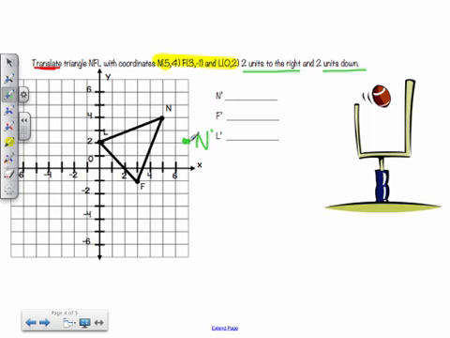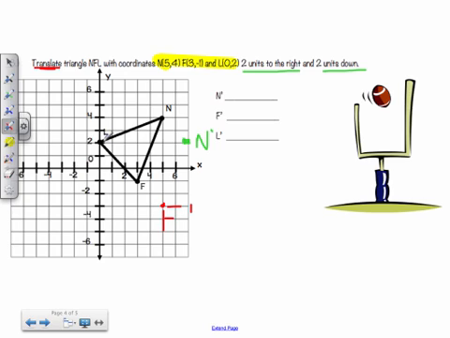Please press pause and then try it with F and L, and then come back and see how you did compared to how I did. Okay, so for F, I'm going to do the same thing. I'm just going to go to the right 2 and down 2, and this is my new F right here. So this right here will be my F prime. And then lastly, I will do the same thing with my L.